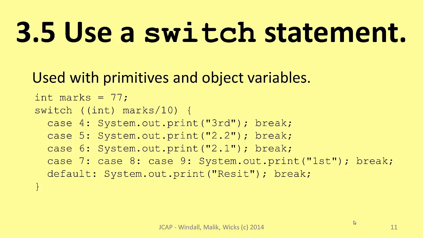Now the next line, case 7, case 8, case 9, should also have a case 10 because you could get 100% and you probably will. But in this case I didn't have room to put that in. But if you got in the 70s, 80s or 100%, you get a first. So break. Now the default, in other words, if you didn't get 4, 5, 6, 7, 8, 9 or 10, is that you have to resit. And that's how a switch statement works.